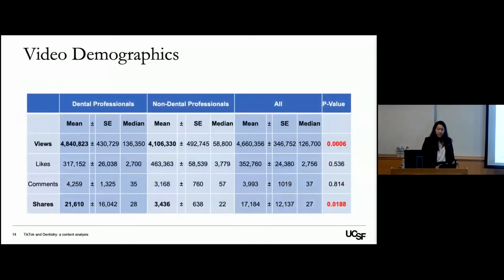For video demographics, there was a significant difference in the average number of views and shares between dental professionals and non-dental professionals, and dental professionals received more views and shares compared to non-dental professionals.